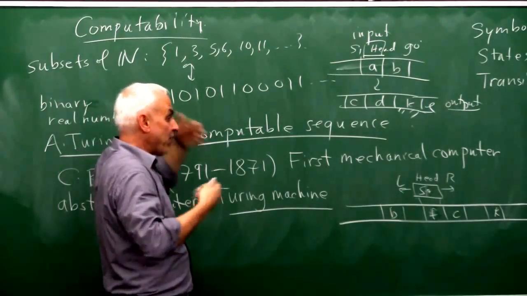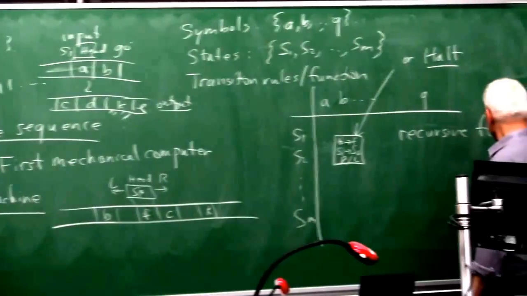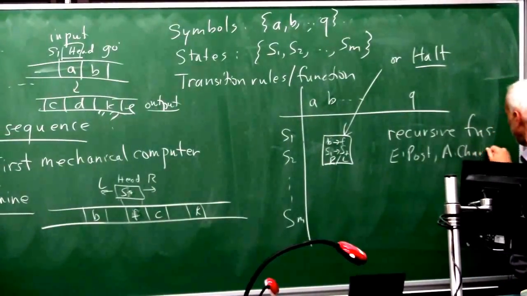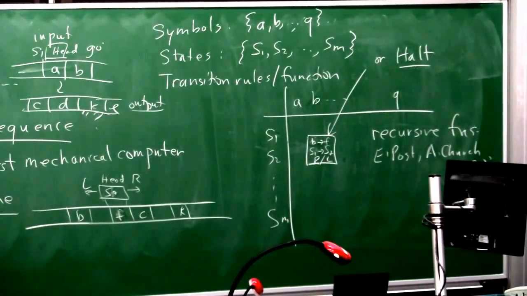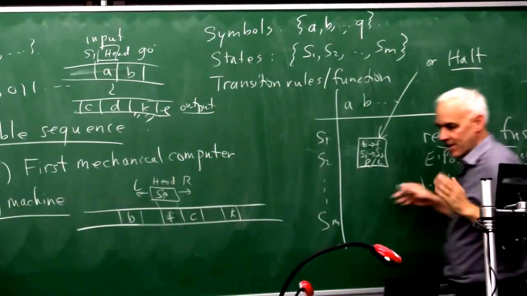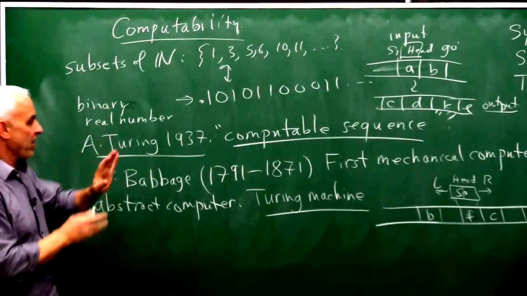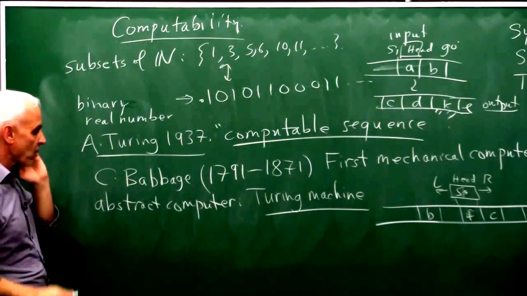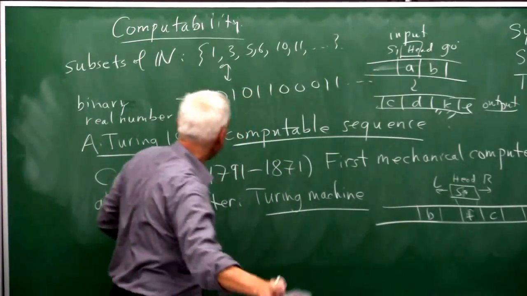There were other people who were thinking along somewhat similar lines. There was a theory of recursive functions. There was Emil Post and Alonzo Church also in the 1930s, who were working on similar ways of trying to understand what computing meant. There was something called the lambda calculus. But eventually it became clear that most of these different ways of thinking about computing were more or less the same. They were pretty well equivalent. Anything that you could do with the Turing machine, you could also do with these other ones and vice versa. Okay, so there were a few interesting developments that arose from Turing's idea.